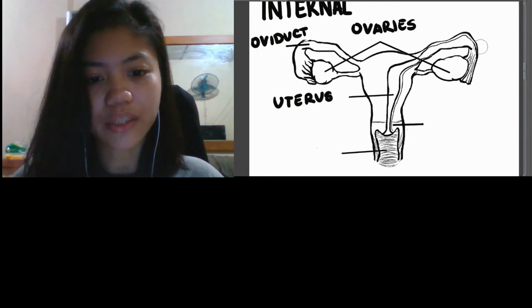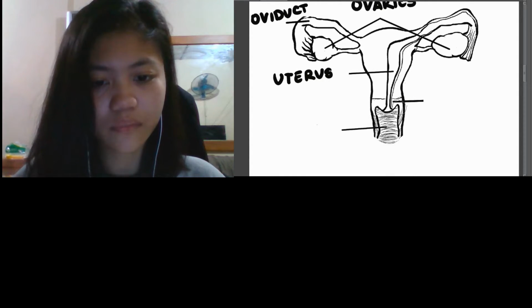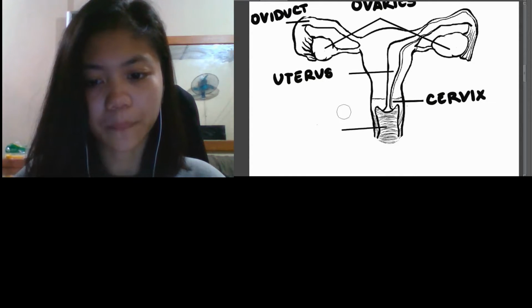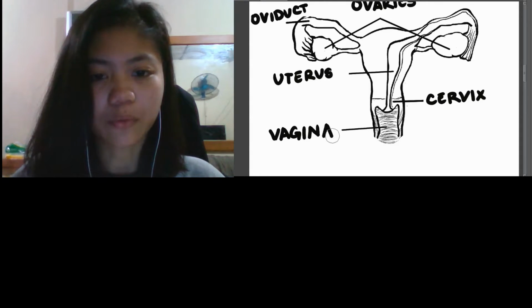The blood that is shed would then pass through the cervix, then to the vagina. The vagina is responsible for the pathway to the uterus and the pathway out of the uterus.